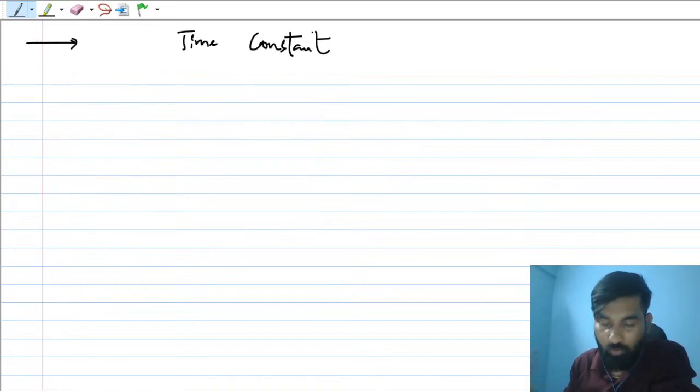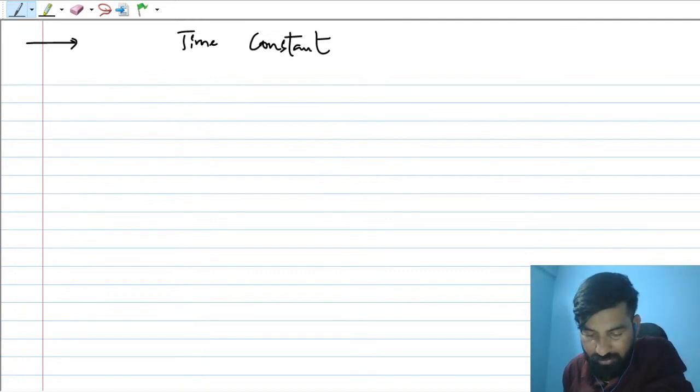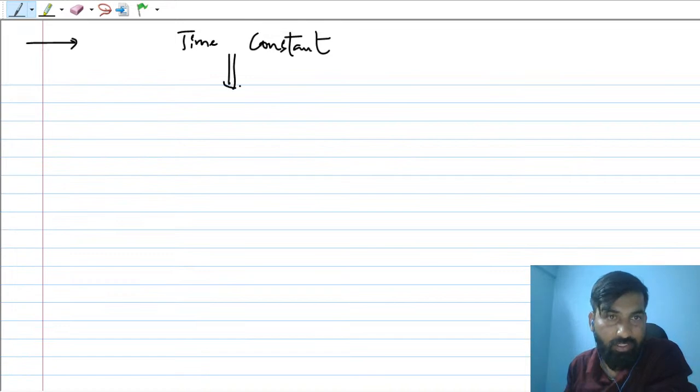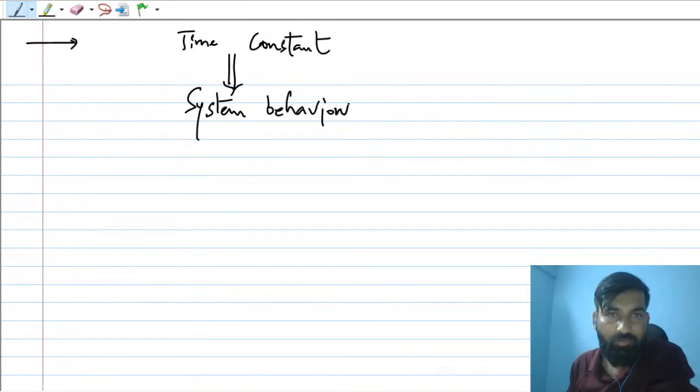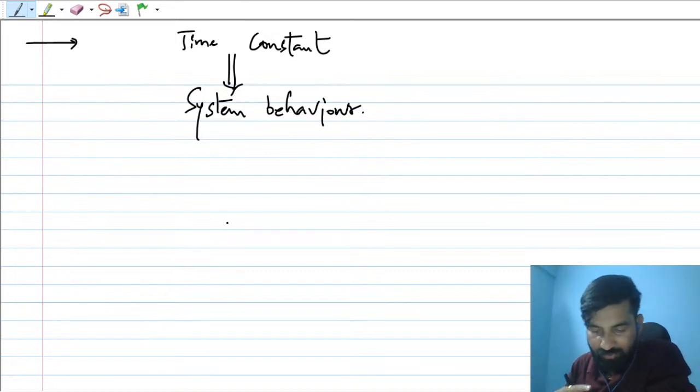Okay. What does time constant give, or what does this do? Time constant gives the system behavior. It decides the system behavior, because it is related with the poles of the system. So time constant can be very large, it can be very small, right?